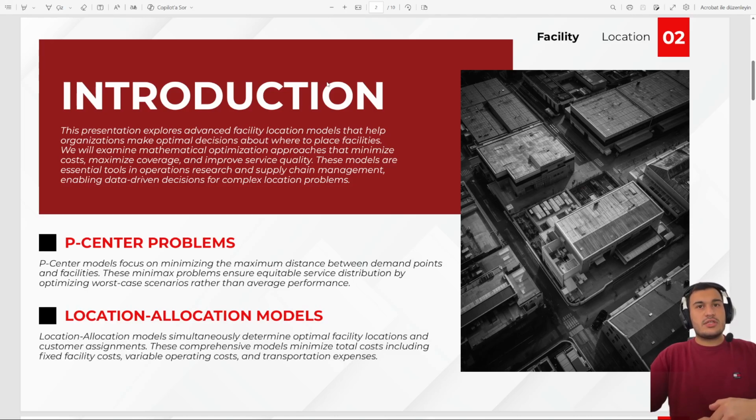So, using strategic decision methods and advanced optimization and allocation models, in this presentation we will look at different mathematical approaches. Some of these models help us minimize cost, some maximize service coverage, and others improve quality. This depends on the main idea. Our main goal is to see how we can use data and math to solve complex location problems in real life. Let's start with our first model type, P-center problems.